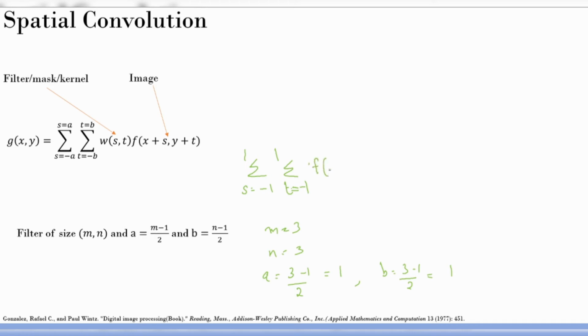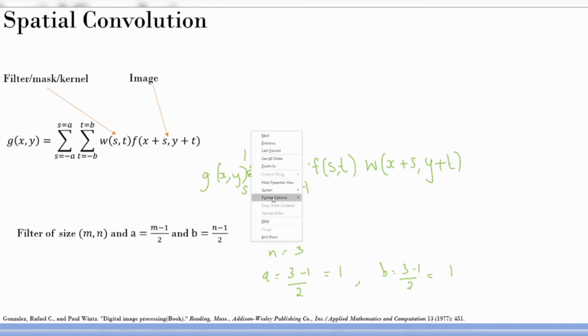So F of S comma T, and we have W of X plus S, Y plus T. In this case, both S and T are the same, it doesn't matter. Now what essentially happens is you are going to see the kernel at different positions. So this is G of X comma Y. Basically you are sliding the kernel, each time you take a dot product, and you keep on accumulating it till the final result comes. So that is the expression.